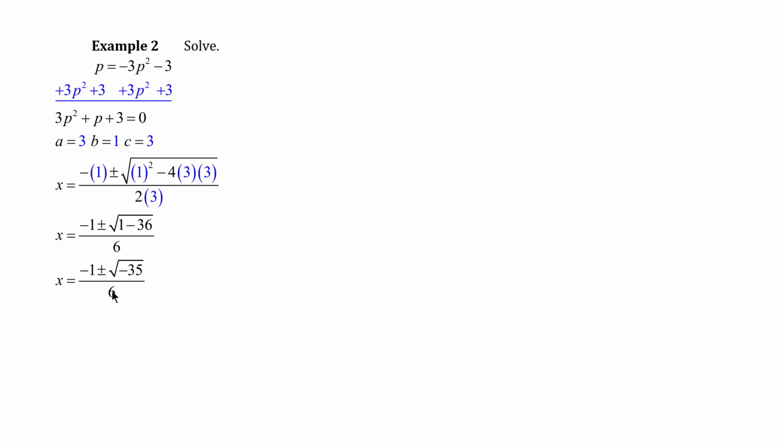Next, we could simplify the square root of negative 35, which is i root 35. So we have x equals negative 1 plus or minus i root 35 over 6. Next, we write our final answer in set notation. So I wrote curly bracket, negative 1 minus i root 35 over 6, comma, negative 1 plus i root 35 over 6, close curly bracket.